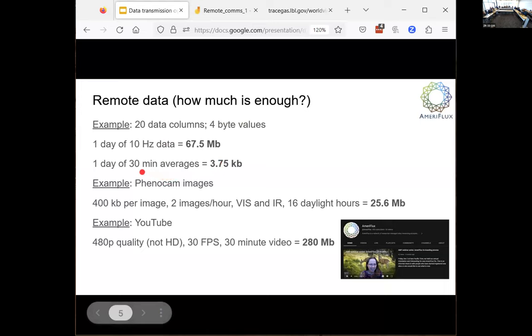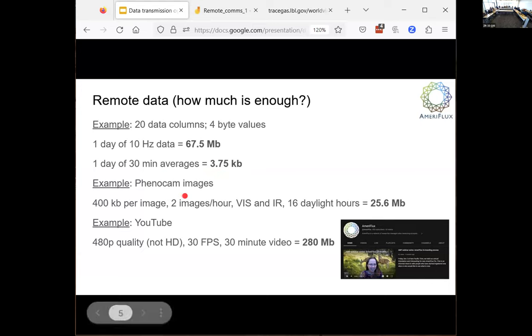Versus if you're just trying to send 30-minute averages for a whole day, this is four orders of magnitude smaller. This you can accomplish with much smaller data packets and a much cheaper data plan.